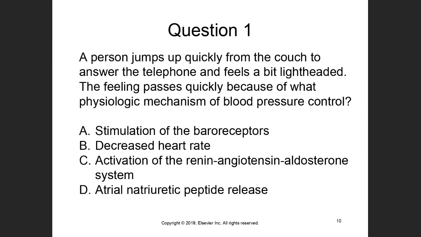And we have question number 1. A person jumped up quickly from the couch to answer the telephone and felt a bit lightheaded. The feeling passes quickly because of what physiologic mechanism of blood pressure control? Who knows the answer? Baroreceptor, exactly. Baroreceptor.